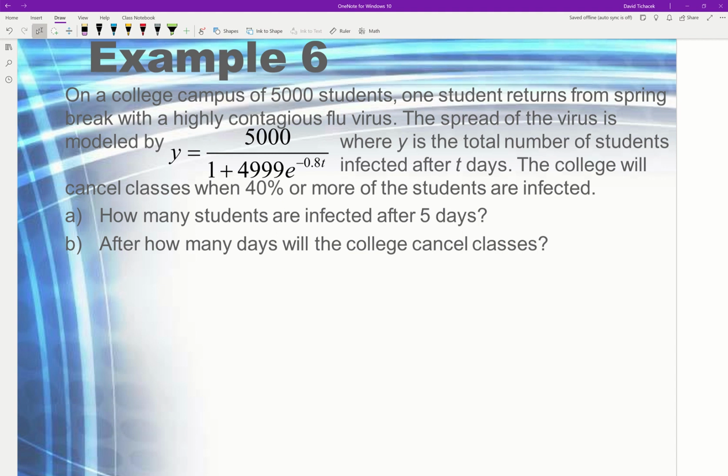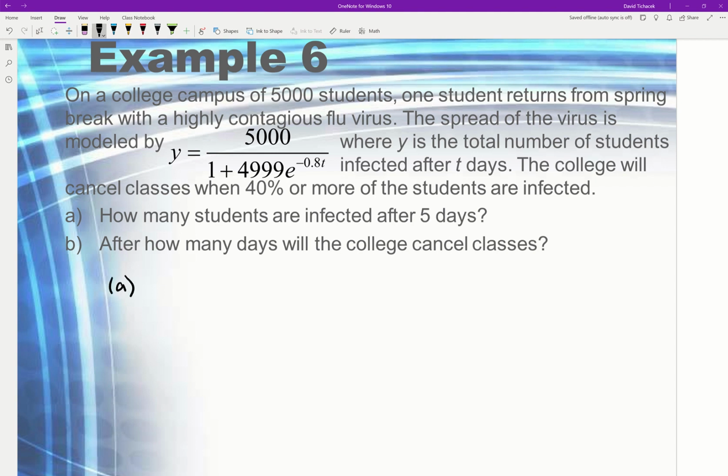So, part A says how many students are infected after 5 days? Well, that's a pretty straightforward application of this model because t is going to represent the number of days after those students were affected. So all we're going to need to do for part A is simply plug in t equal to 5. And so I'm just going to demonstrate that here really quickly.